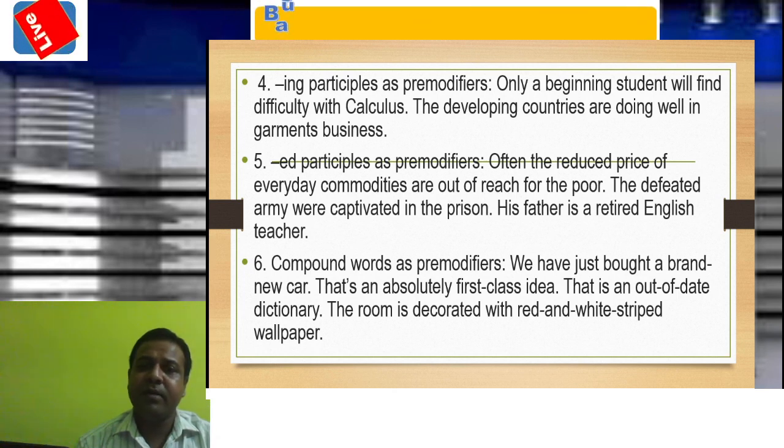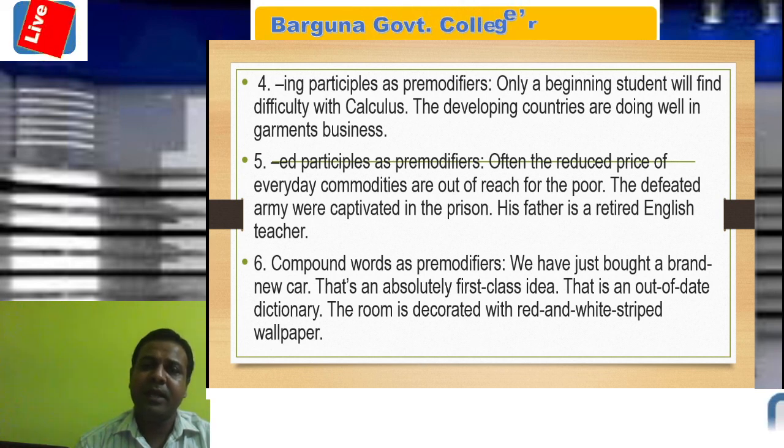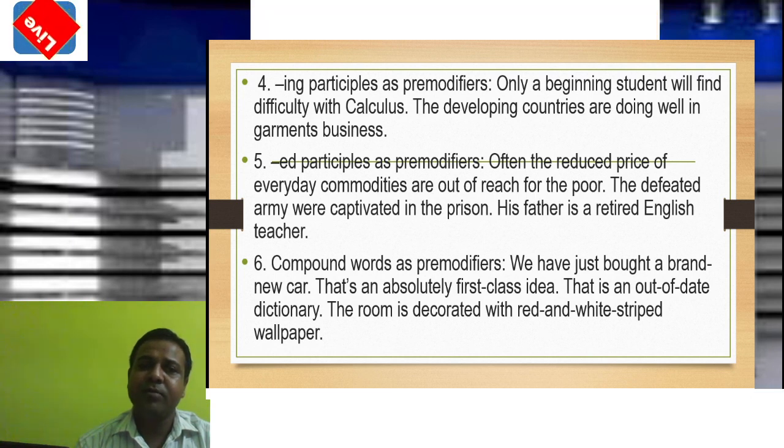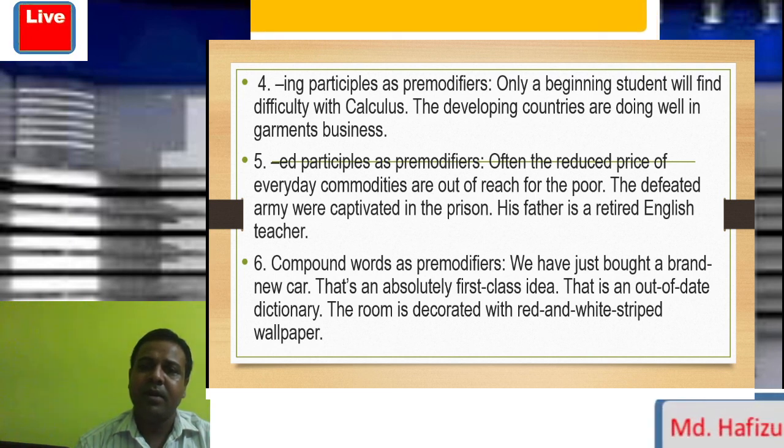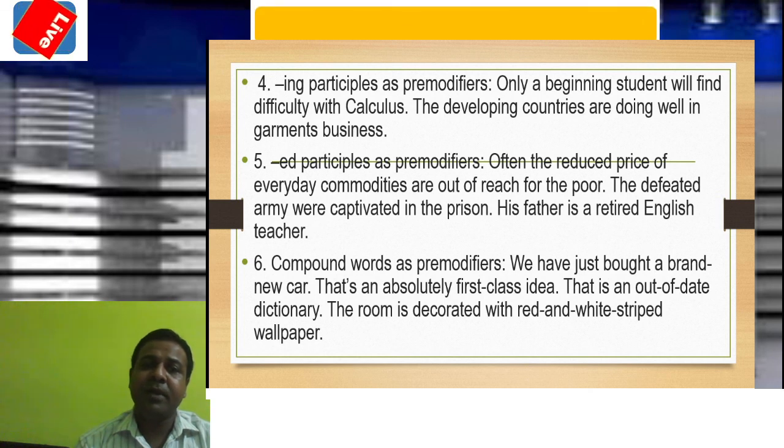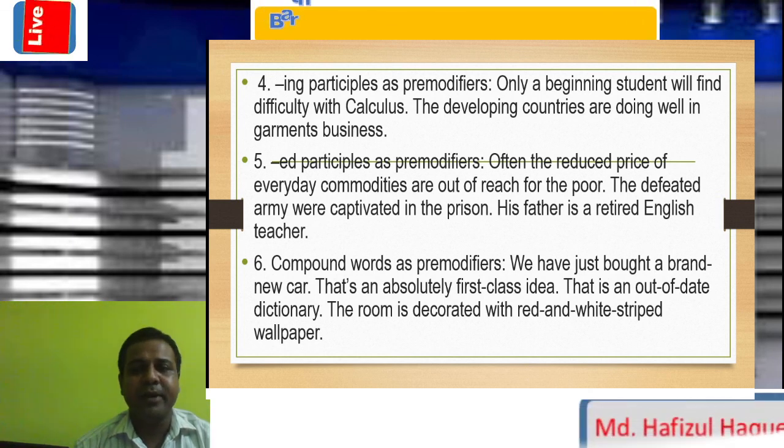Please notice here "I" is an article. Beginning student noun. So begin is a verb and it takes the ing form and it becomes a participle. So a participle can be used as a pre-modifier. Clear?